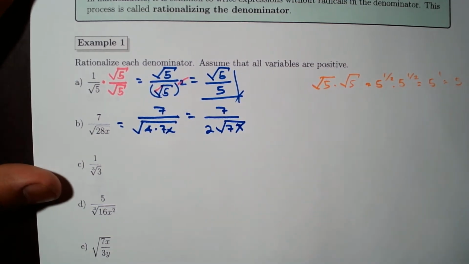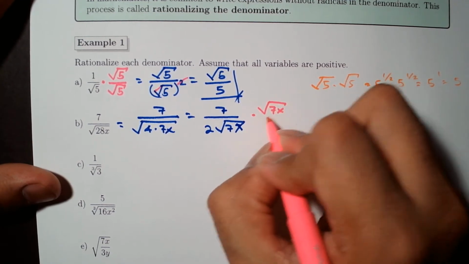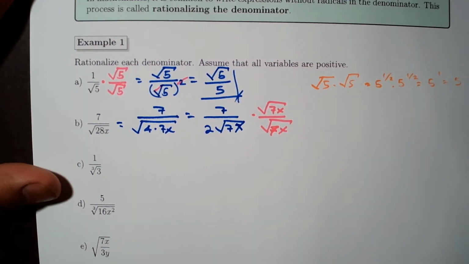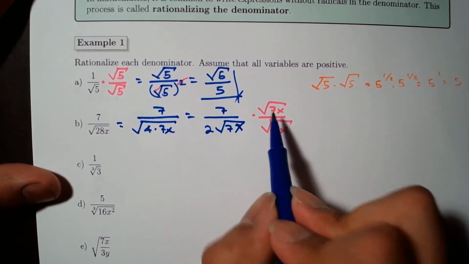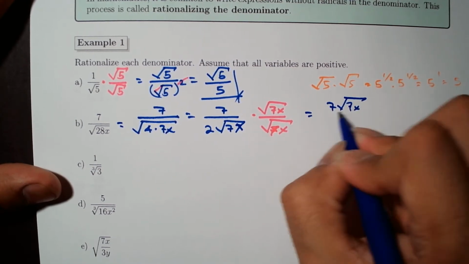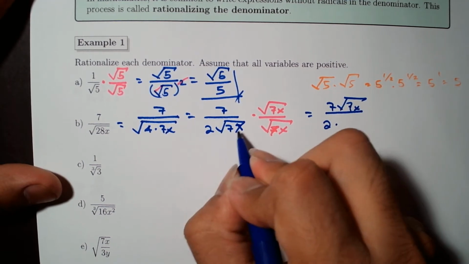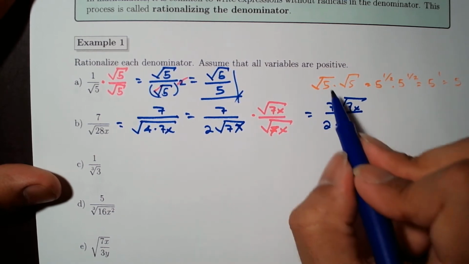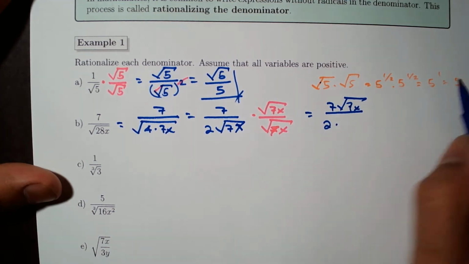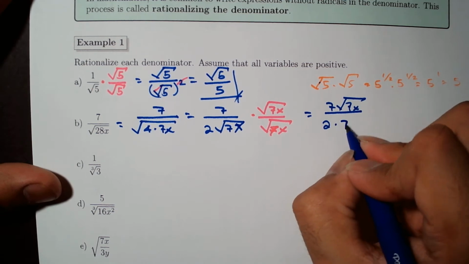So now the way we're going to do this is multiply by root of 7x and divide by root of 7x. In this case, 7 times root of 7x is simply 7 root of 7x. And then 2 times root of 7x times itself, the same way we did it before: a radical of a quantity times itself is the quantity inside of the radical. And in this case, the quantity inside of the radical is 7x.